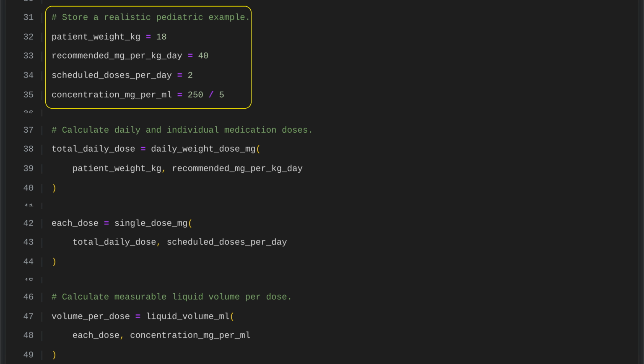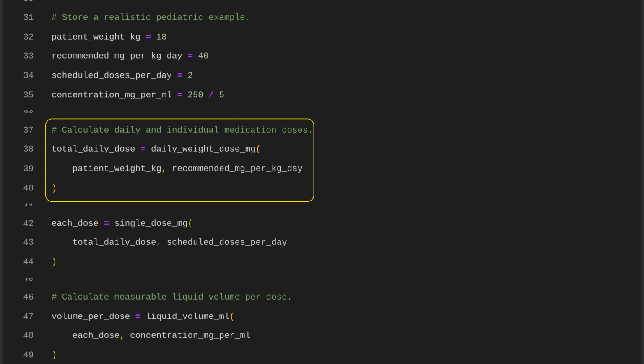This example calculates a pediatric liquid medication dose for an 18-kilogram patient. The recommended daily dose is 40 milligrams per kilogram, divided into 2 scheduled doses per day. The medication concentration is found from 250 milligrams in 5 milliliters, which equals 50 milligrams per milliliter, and is used to determine the volume needed for each dose.